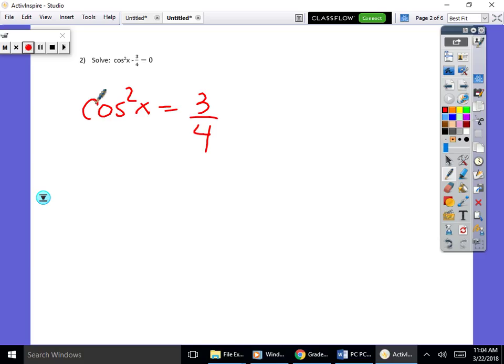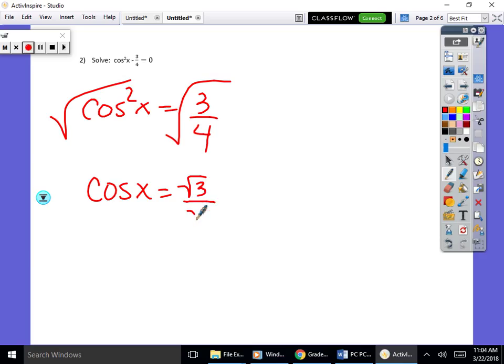What gets rid of a squared? Square root. So I'm going to square root both sides. So that gives me cosine x equals the square root of 3 over the square root of 4, which is the square root of 3 over 2 because the square root of 4 is 2. Now, either using the hand trick or 0 to 4. How many of you prefer 0 to 4? Who does hand trick? Who does 0 to 4?